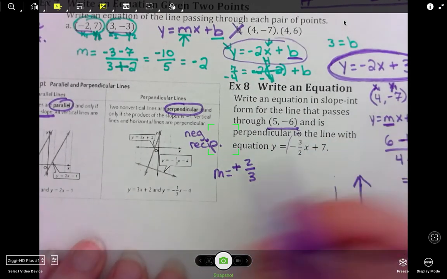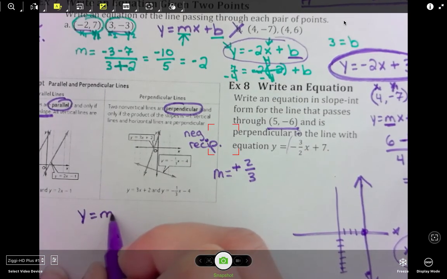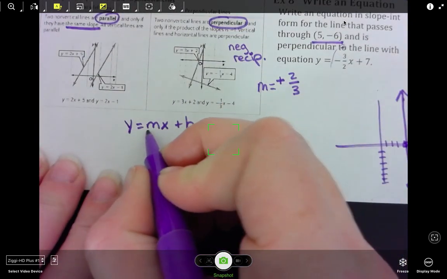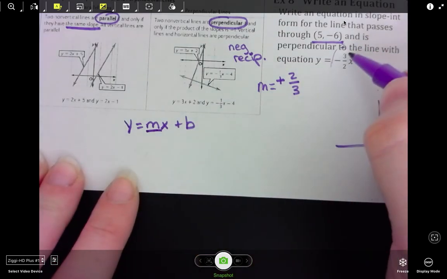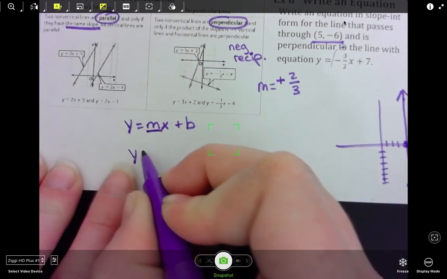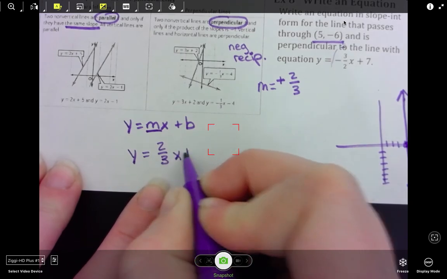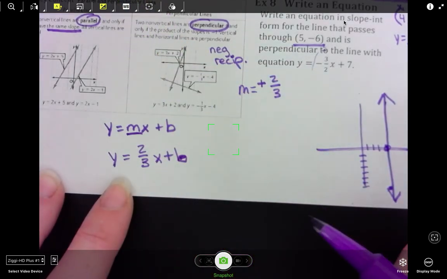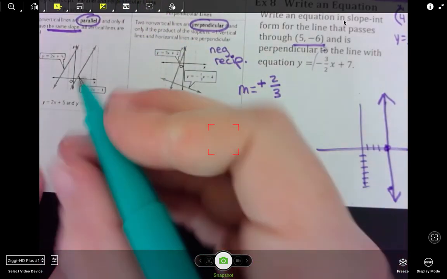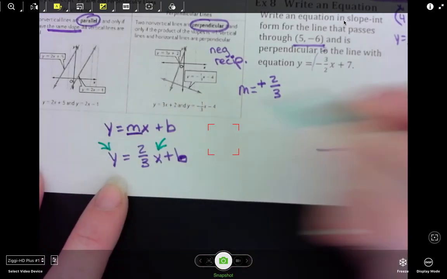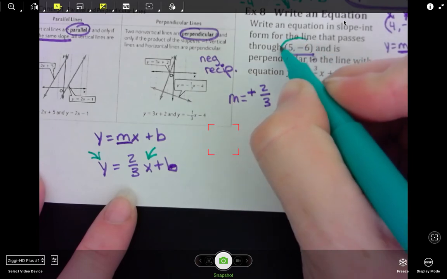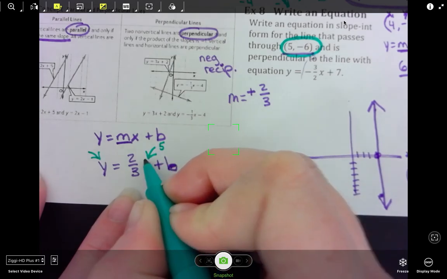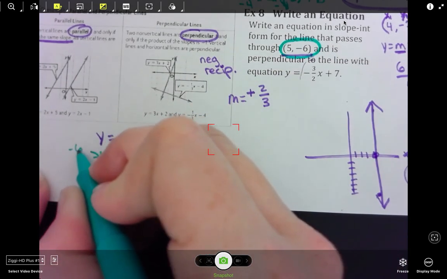My new line is going to be y equals mx plus b. And I've already decided that the m part of it has to be 2/3 because it's the negative reciprocal of -3/2. So y equals 2/3 x plus b. And to find the b, just like I did in part A up above there, I'm going to plug numbers in for y and plug numbers in for x. The numbers come from (5, -6) up here. 5 is the x coordinate, so I'm going to plug 5 in for x, and -6 is the y coordinate, so I'm going to plug -6 in for y.